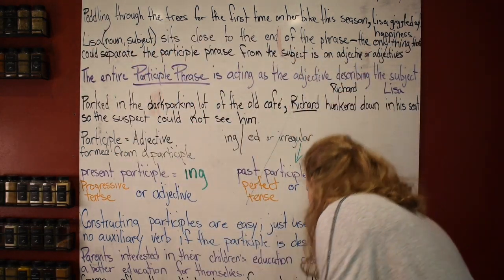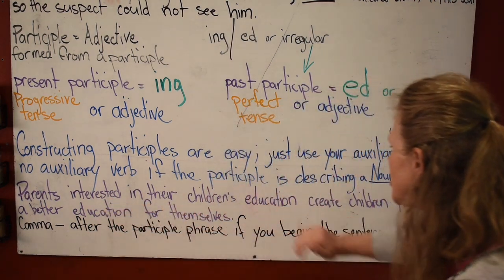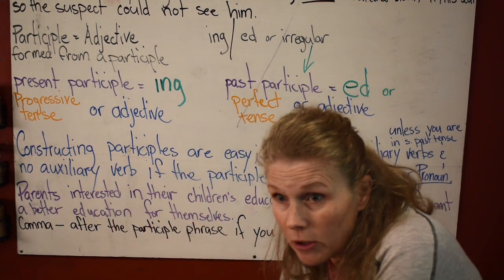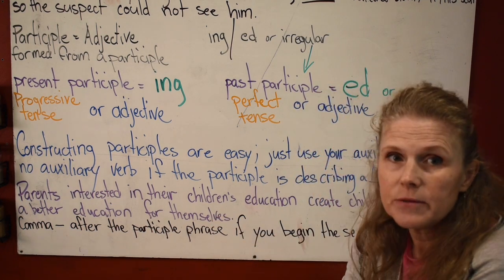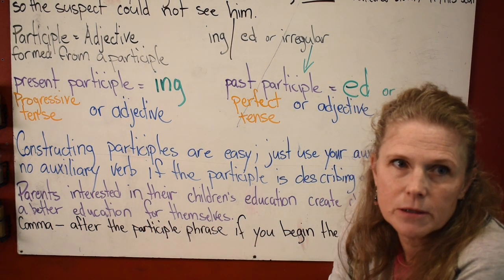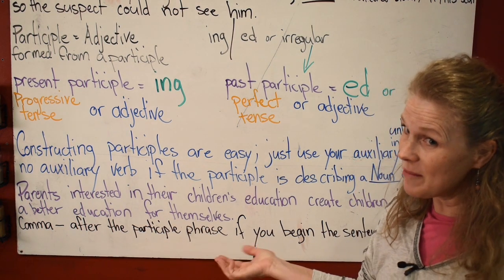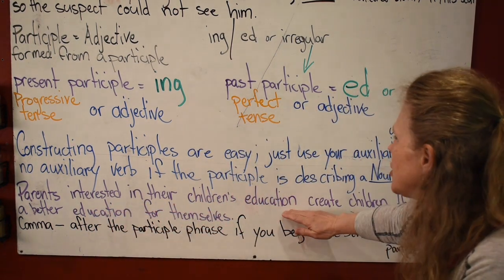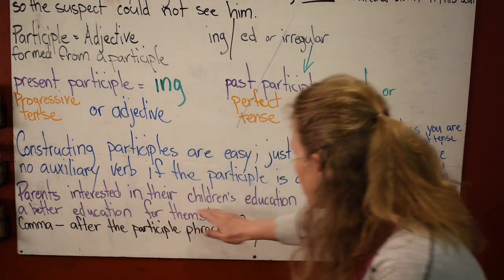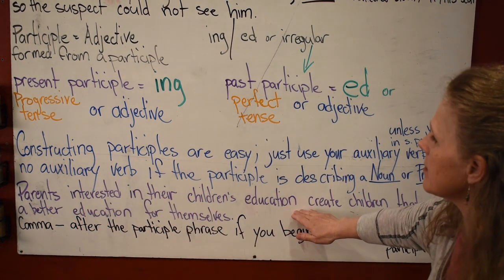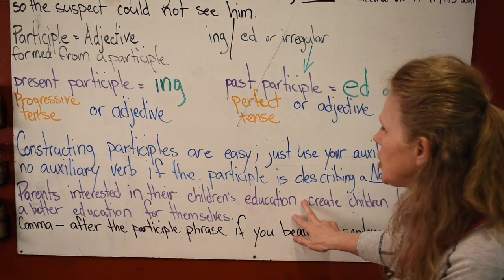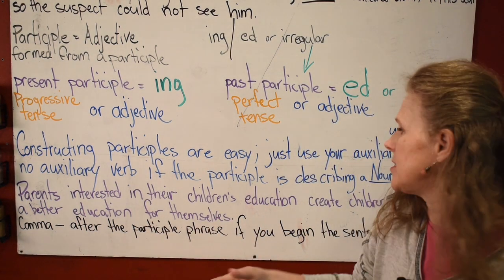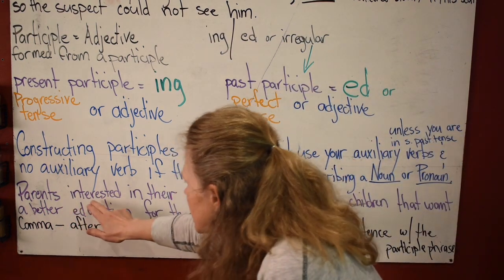Parents interested in their children's education create children that want a better education for themselves. What is our participle phrase in this sentence? This one's trickier because we're not starting it, and there are no commas. Look at this: interested in their children's education. This is your participle phrase right here. This is where it can get confusing, and we don't have commas to set it off. It doesn't need commas.